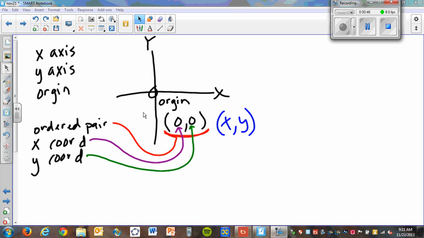at 0, 0. Now, when you see anything about an ordered pair, like the origin right here is an ordered pair, you'll see parentheses, a number, comma, number, parentheses. That is an ordered pair. Your x-coordinate is always this first number, and the y-coordinate is always the second number. So it'll look something like this, x, comma, y. It'll always be in alphabetical order, if that helps. But this is what your ordered pair looks like.